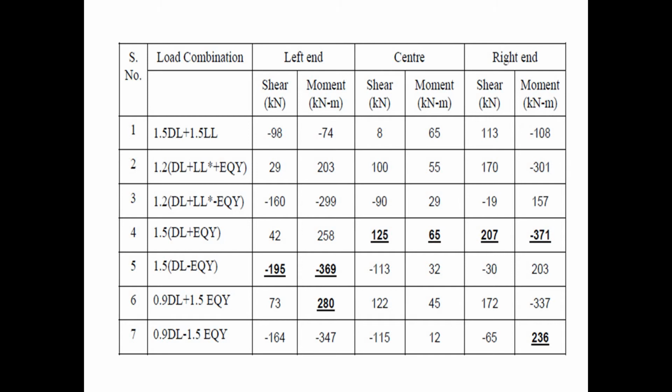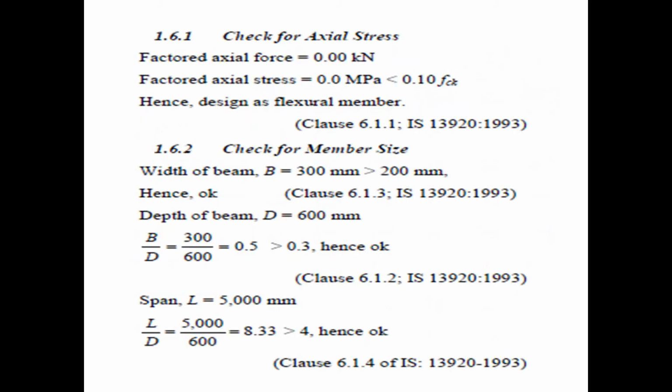Then at center a moment of 125 is there, and at the right hand side about 371 kilonewton meter moment is there, along with the maximum shear of 207. So we have to design the beam based on the various shears and moments obtained as a result in the table. Okay, so let us see how to solve this numerical by using the ductile detailing code, IS 13920.